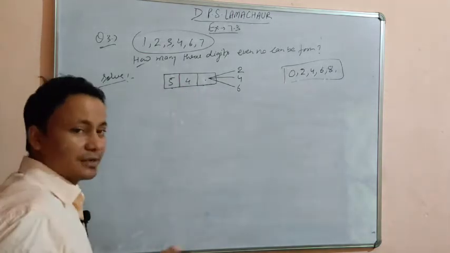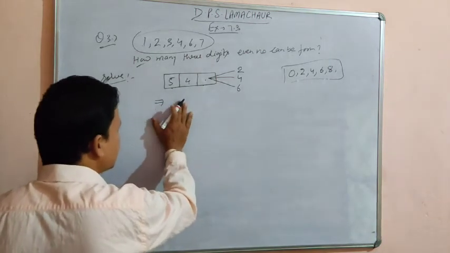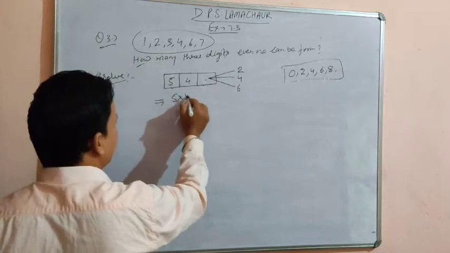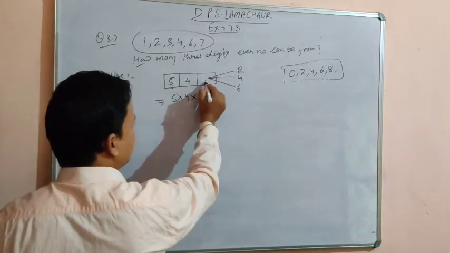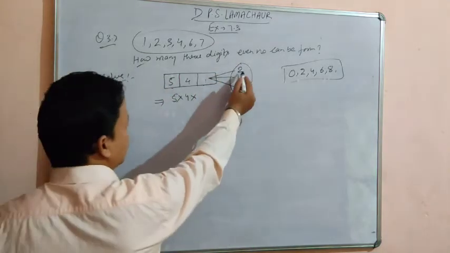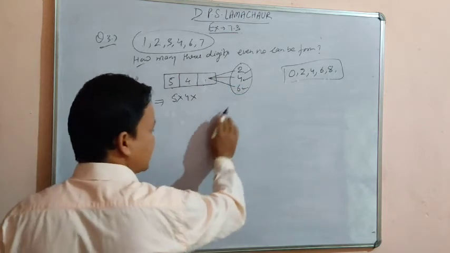So by the fundamental principle of multiplication, what are the possible number of arrangements? The possibilities are 5 multiplied by 4 multiplied by, and what are the options for filling this box? There are only 3 options because we have to make the even number. So we can fill either 2, either 4, or 6 here.